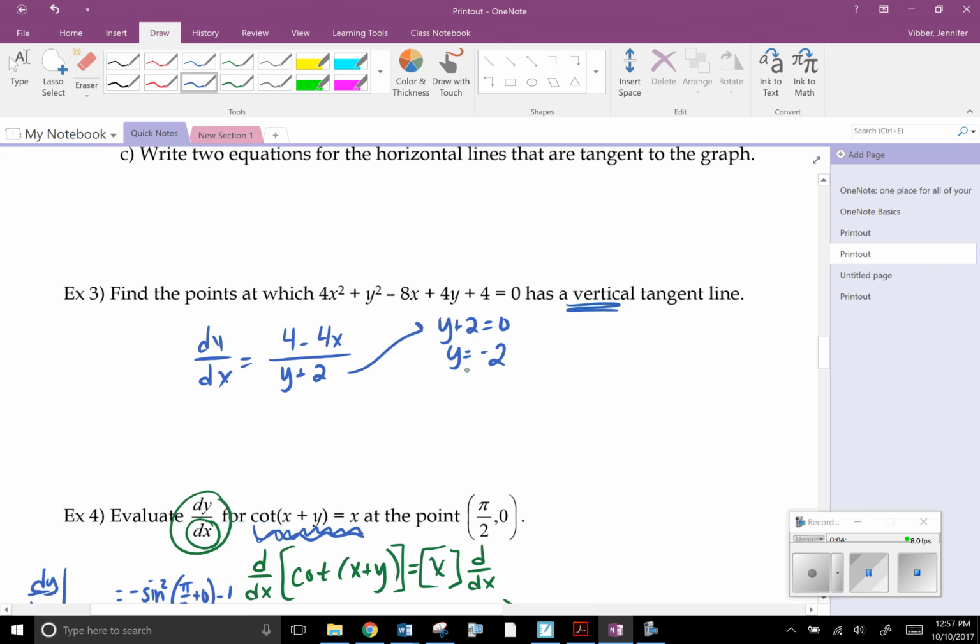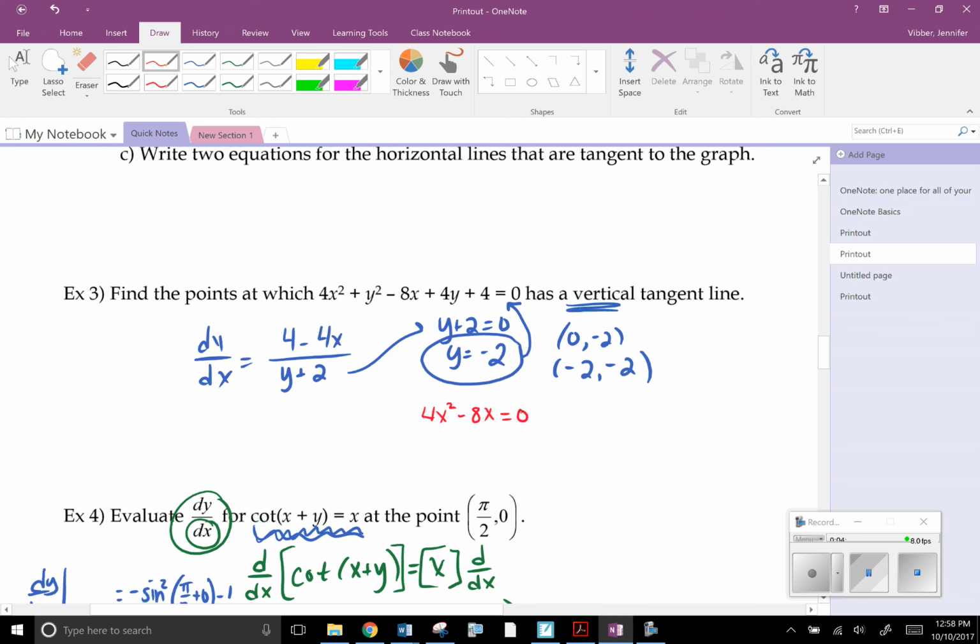Then if you remember, I plugged this negative 2 back into here, and I ended up getting the points (0, -2) and (-2, -2). So these are locations where there was a vertical tangent line. What if, though, if you look back on your notes, which you probably have in front of you, when we got down to the end of it, we had like 4x squared minus 8x equals 0.